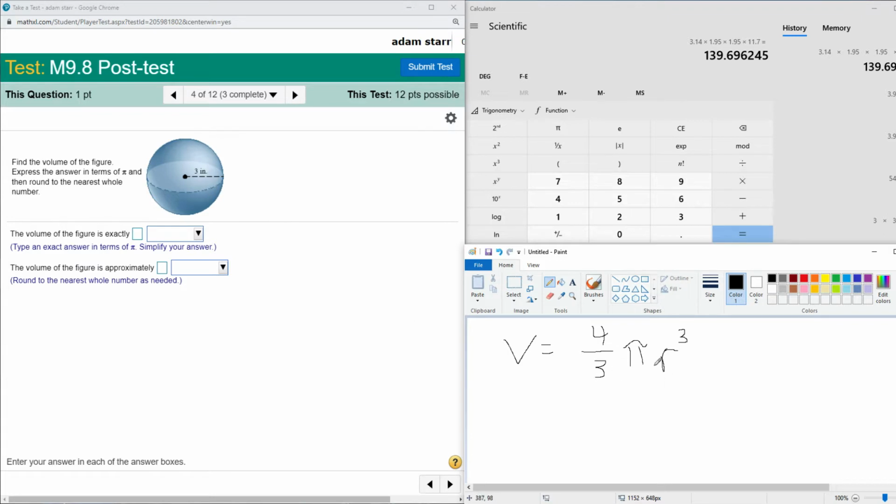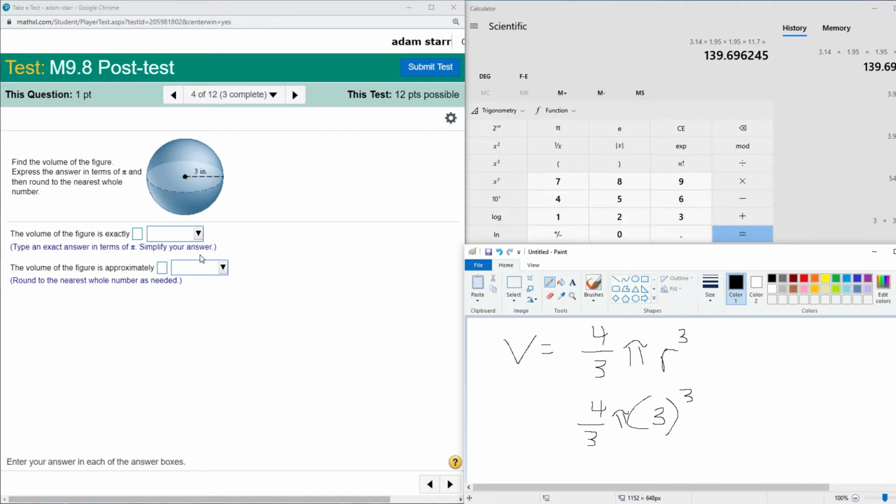So all we really need here is what the radius is. Okay, it's given to me in my diagram. My radius is 3 inches. So my volume here is going to be 4/3 pi, my radius is 3, so 3 cubed.